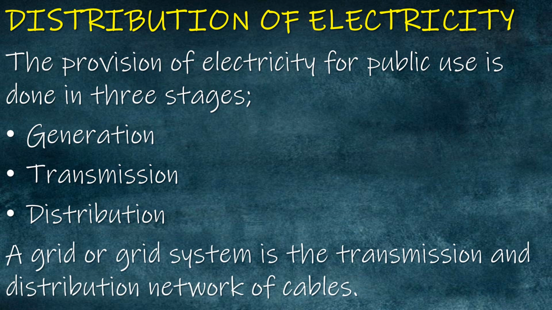A grid or a grid system is the transmission and distribution network of cables. So when we talk about the grid system of electricity, we are talking about the transmission and distribution network of cables. I'll show you a few images of the grid. I think you have seen the pylons, those poles that are carrying the electricity. So the network of cables for the transmission and distribution is what we call the grid.